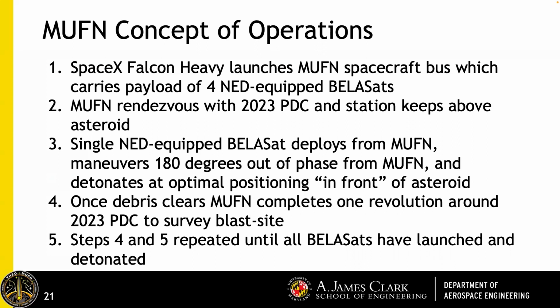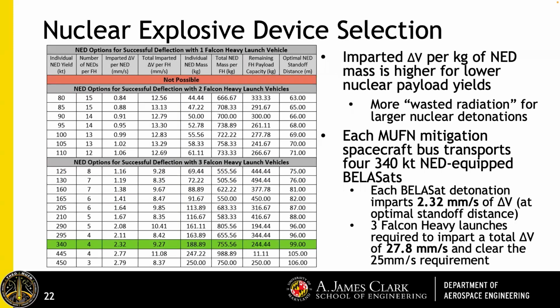After that detonation has been completed, MUFN will complete a revolution to take pictures of the blast site and see if it was successful and what's going on. Then we will repeat that process of sending a balesat, detonating it, and doing a rotation around the asteroid until all of the balesats have been detonated. Okay, so how do we choose how big the nuclear device is supposed to be and how many we need? I mentioned we need 4 of them. So your imparted delta V per kilogram of the nuclear device mass.